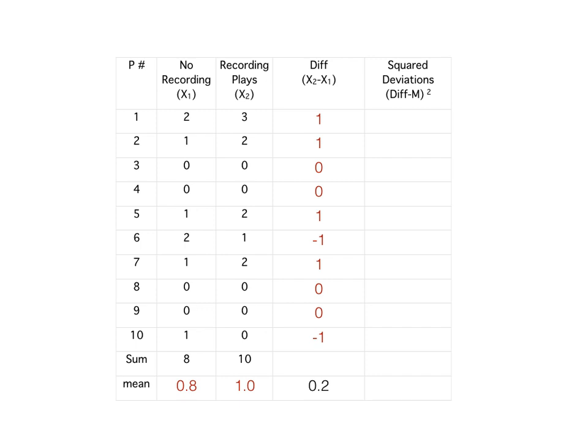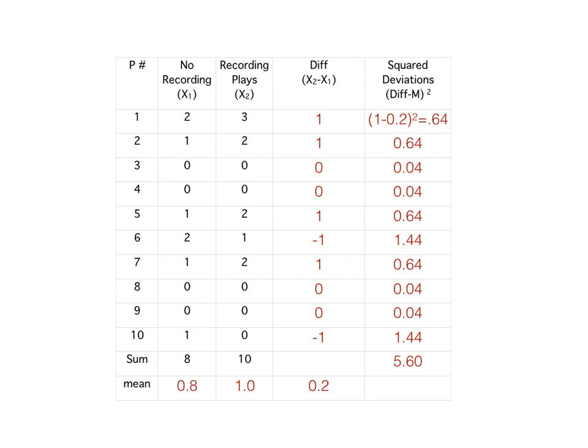I have what are called squared deviations, where I take the difference, like the one for the first person, which was 1, subtract the mean from it, which is 0.2, and square it. So it'd be 1 minus 0.2, and I take that difference and square it, and it ends up giving me 0.64 for their squared deviation. And I do that for each person.